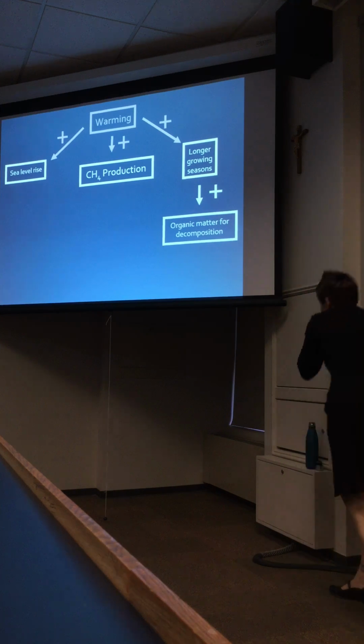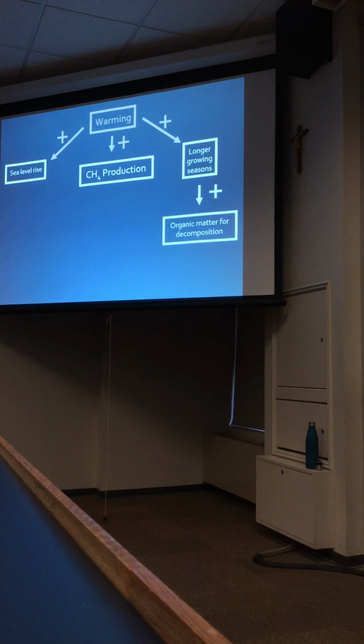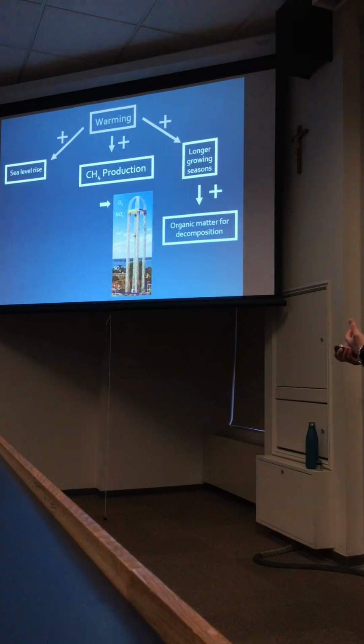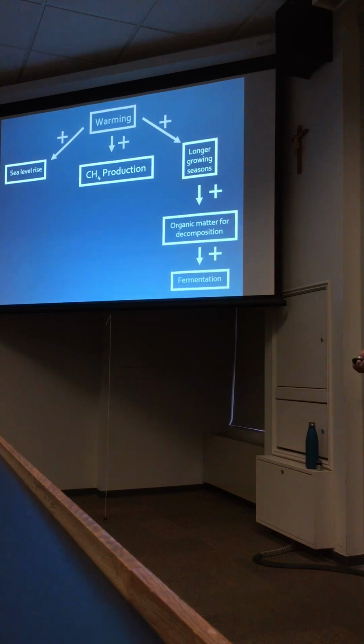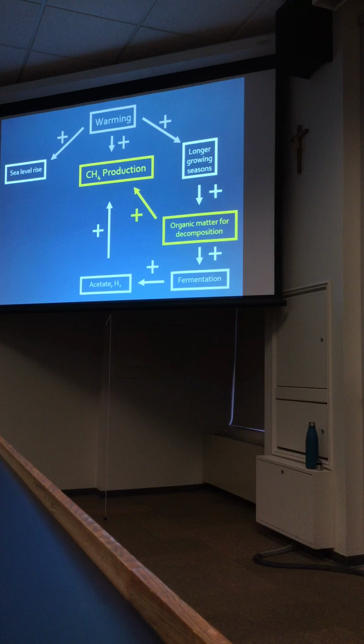So longer growing seasons means that the plants are going to have a longer time to grow. There's going to be more organic matter available for decomposition. As things decompose, that oxygen is going to get depleted, right? It's going to be used up by other organisms. And then fermentation is going to take place. And those fermentative bacteria make acetate and hydrogen, both of which are electron donors or food for the methanogens. So we thought that increasing the amount of organic matter for decomposition would also increase the amount of methane being produced.